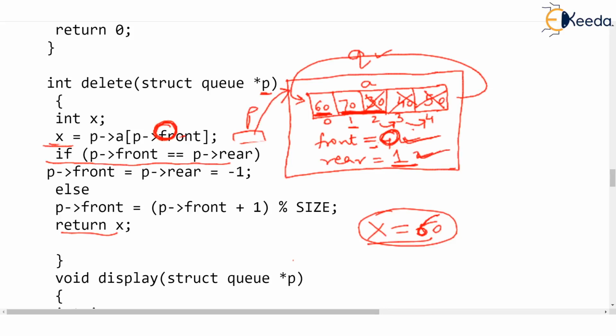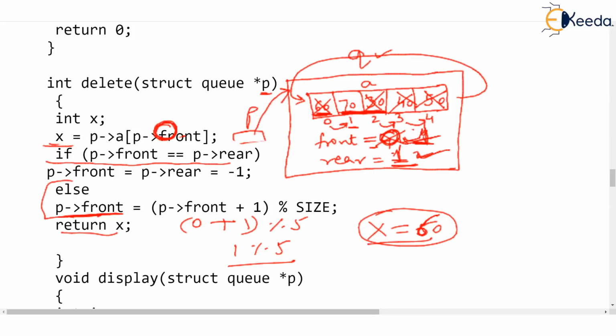So they aren't equal. So we go to else and execute the line where p->front becomes (p->front + 1) % SIZE, that is (0 + 1) % 5, that is 1 % 5, which is 1. So the new value of front is 1. Now you just check, we have deleted 60, so the new front has to be 1, isn't it so? So now front is 1. I'm just overwriting this, I'm not erasing it. Front is 1 and rear is also 1.